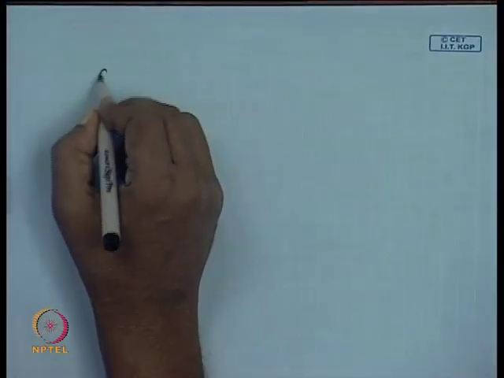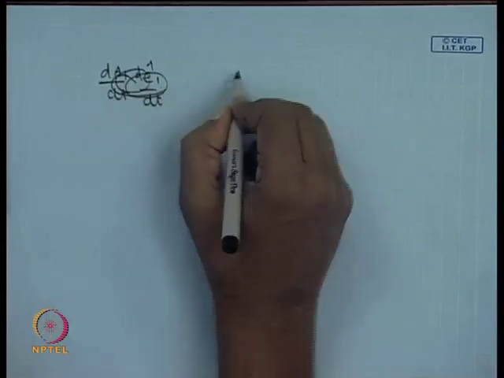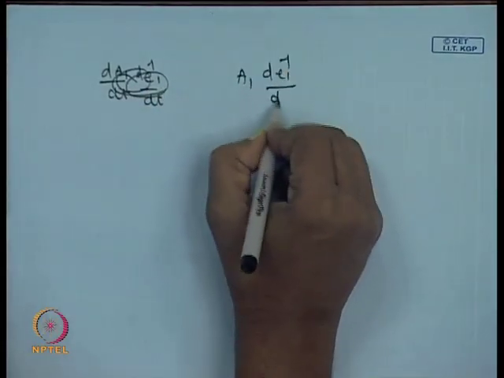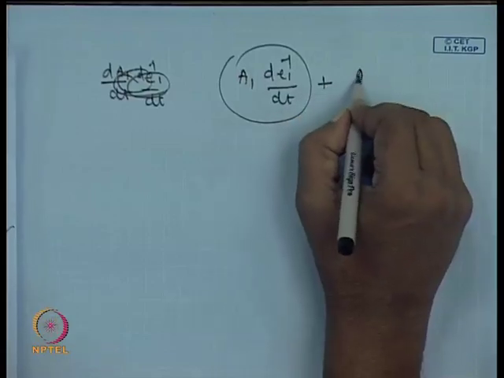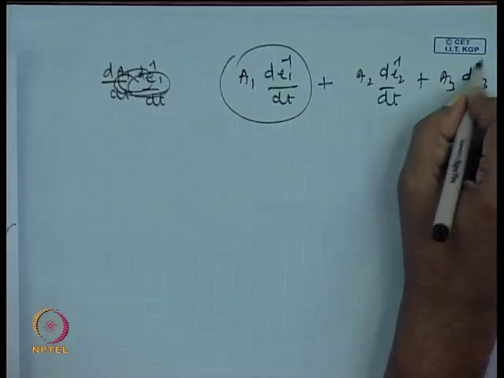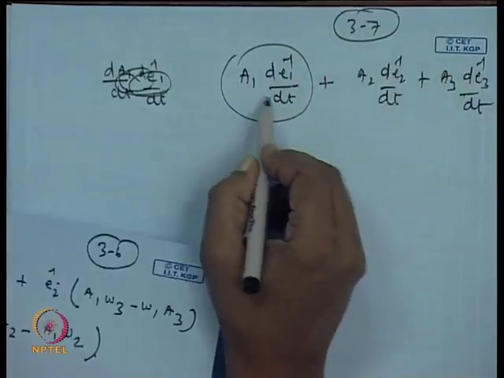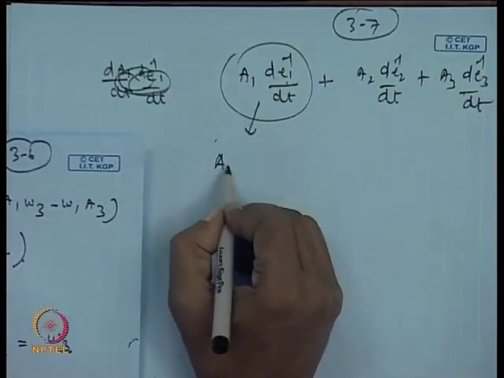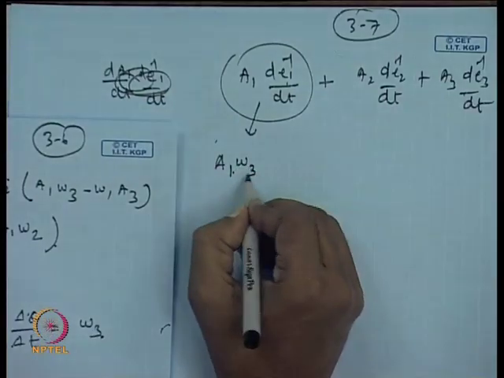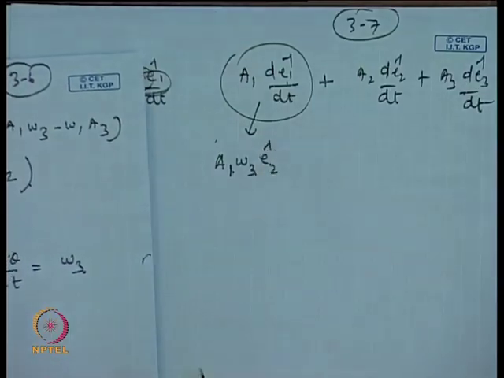Okay, so, therefore, we had the first part: a1 times d E1 cap by dt. This is the first part, plus the second part is a2 times d E2 cap by dt. The third part is a3 times d E3 cap by dt. Now, naturally from this place what we see, this part gets reduced to a1 times omega 3, and the vector now is directed along the E2 direction. So, E2 cap will manifest here.